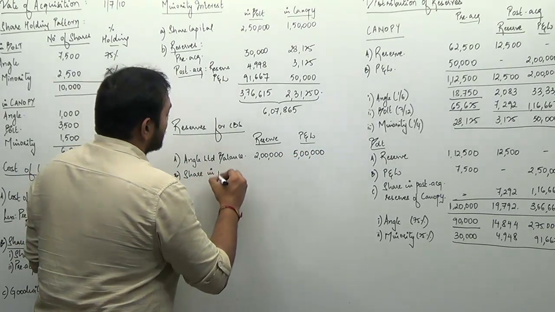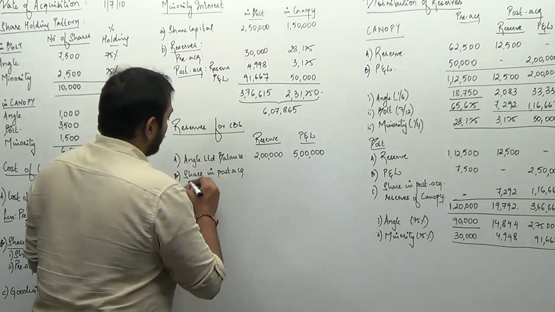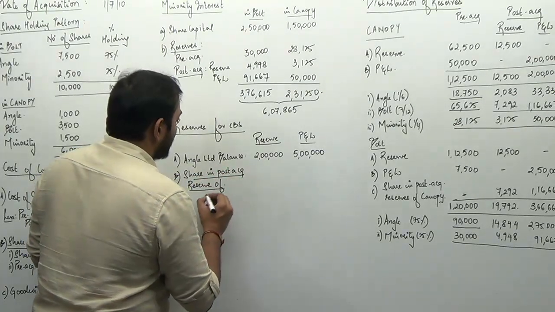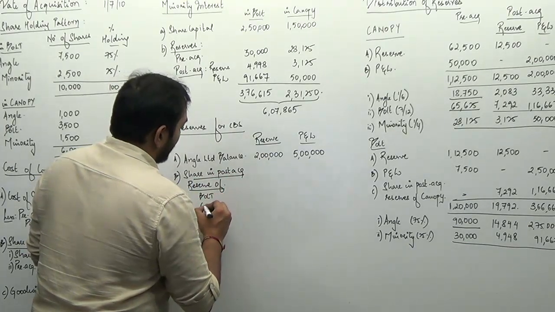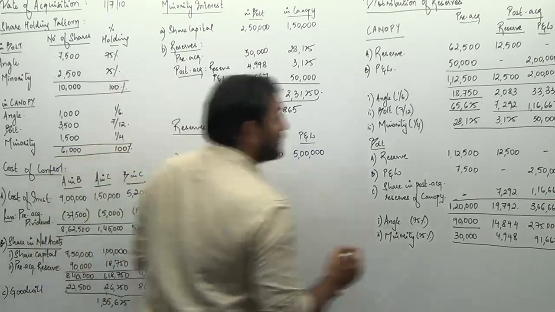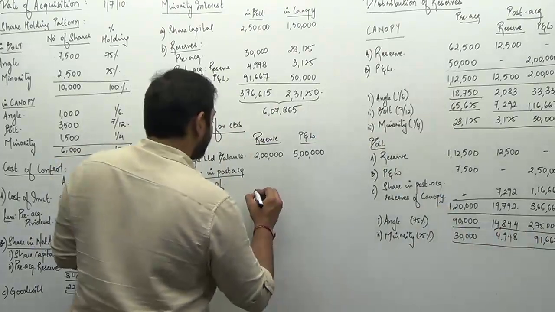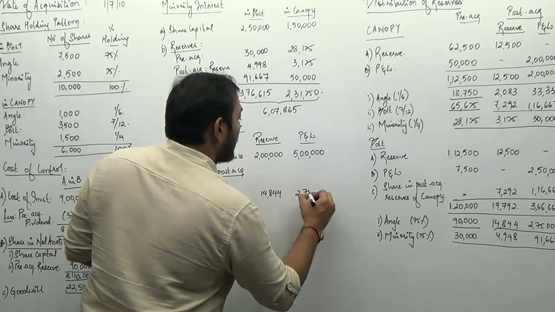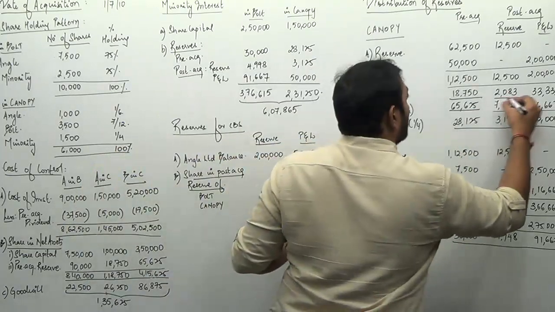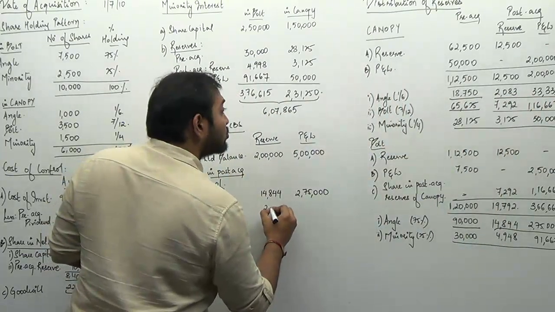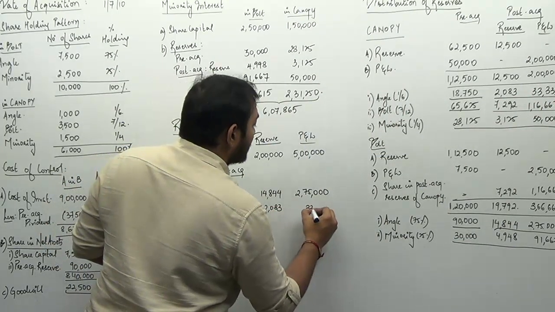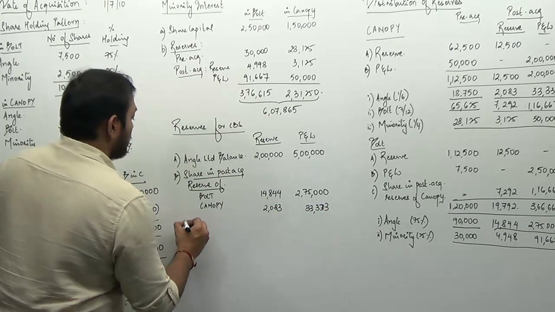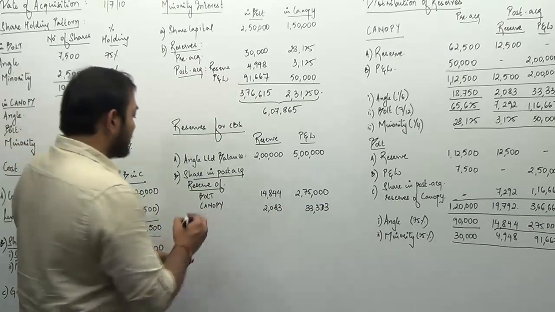Add their share in post acquisition reserves. Share in post acquisition reserves of subsidiaries, Bolt and Canopy. Bolt Limited share in post acquisition reserves are 14,844. 2,75,000. Share in Canopy Limited is 2,08,333,375. First adjustment should be regarding your pre-acquisition dividend wrongly credited to P&L.